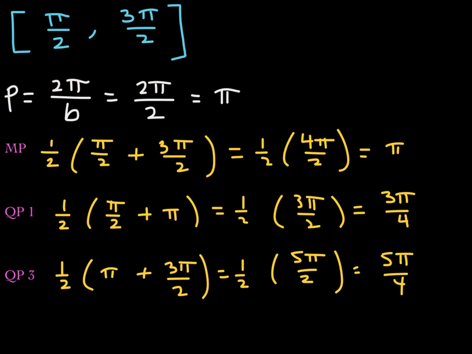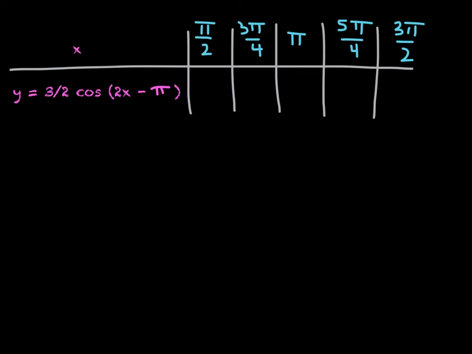Okay, I'm hoping that at this point you're feeling really comfortable finding your quarter points and midpoints. And I found here the midpoint to be pi, the first quarter point to be 3 pi over 4, and the third quarter point to be 5 pi over 4. All right, I have our table all set up here, ready to go. Let's go ahead and start plugging things in.